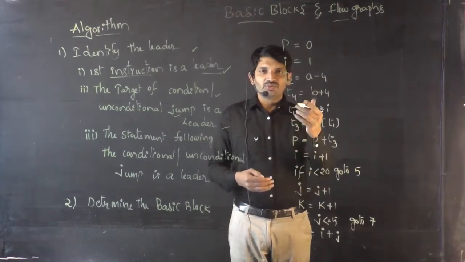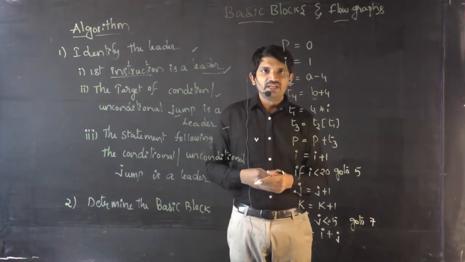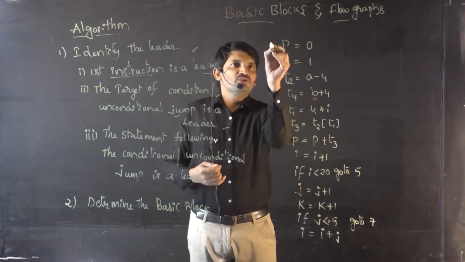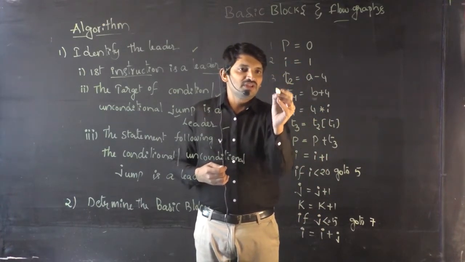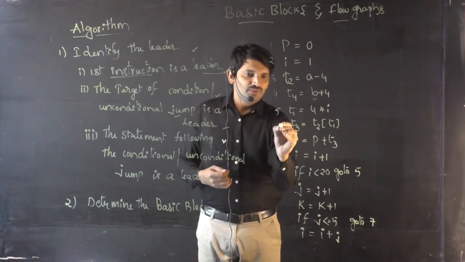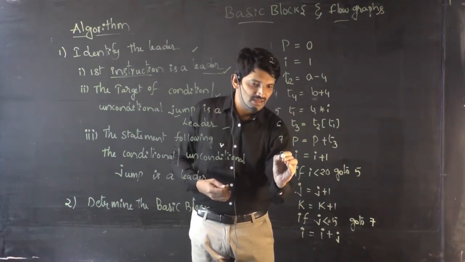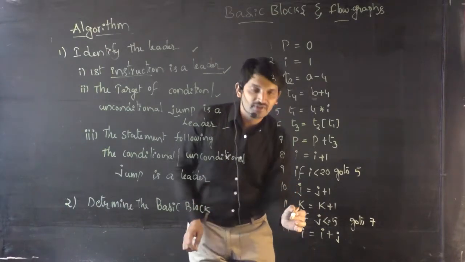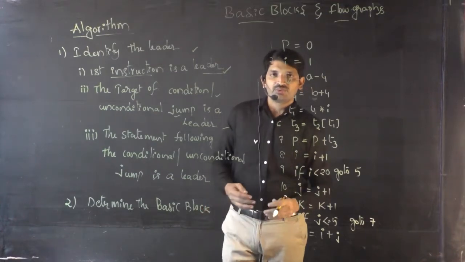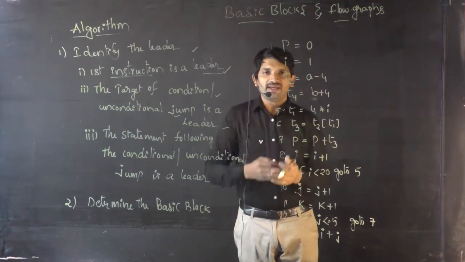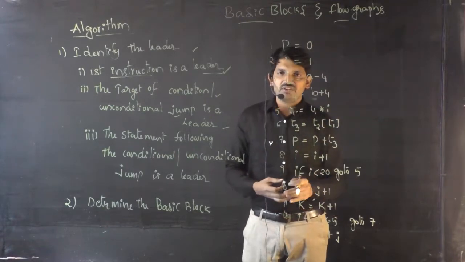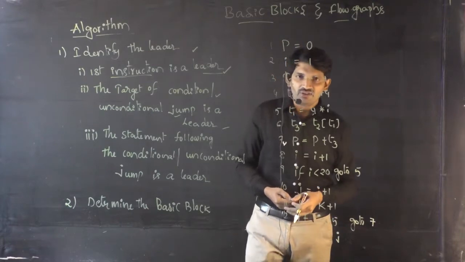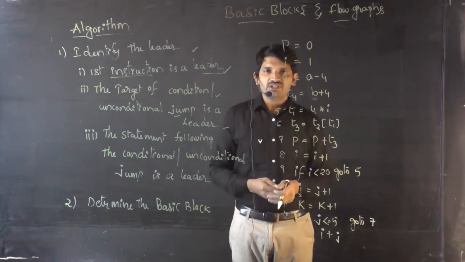Okay, so let us move on to another example. Here a set of instructions is given, which are in 3 address code. So let us number them 1, 2, 3, 4, 5, 6, 7, 8, 9, 10, 11, 12, 13. So now we are moving with a new example. A set of instructions is given, all in the form of 3 address code. Now I want to construct the basic blocks from this 3 address code.